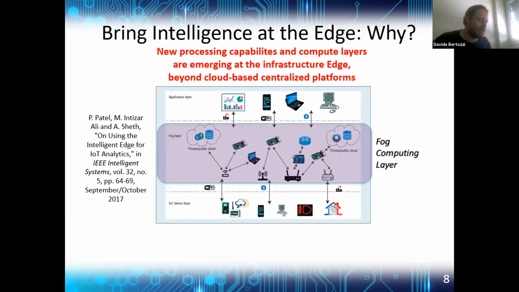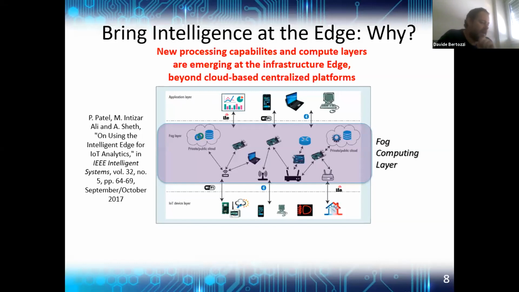This is a distributed computation infrastructure. This is a hierarchy of compute power that typically collects, aggregates, and processes data from IoT devices and sensors and processes them directly at the infrastructure edge. In the middle of the picture, you can see an embodiment of the concept of intelligent edge for IoT analytics.